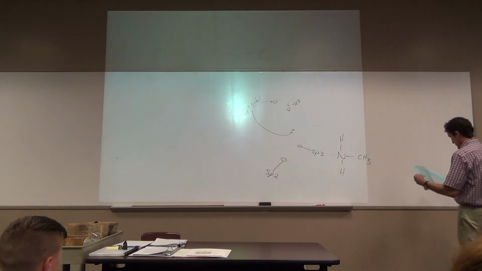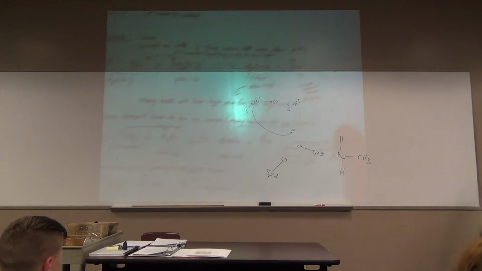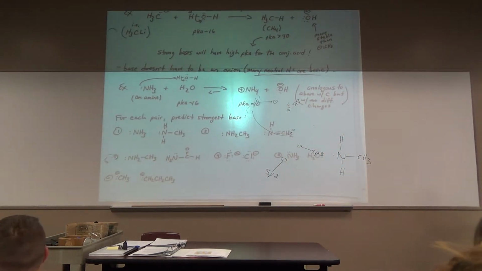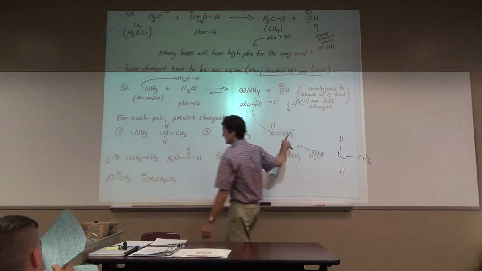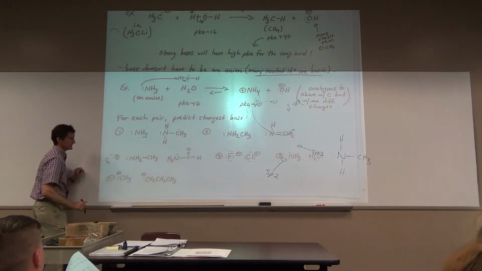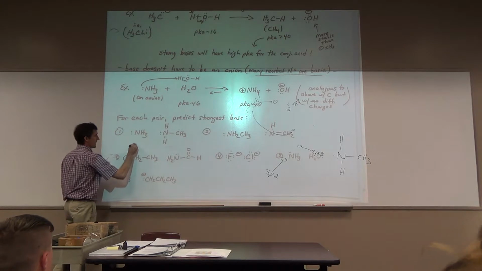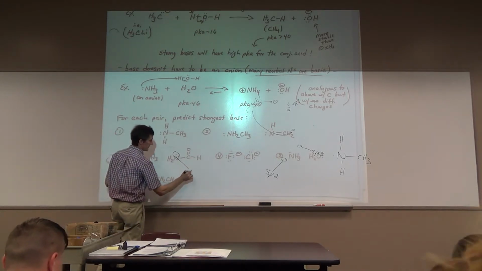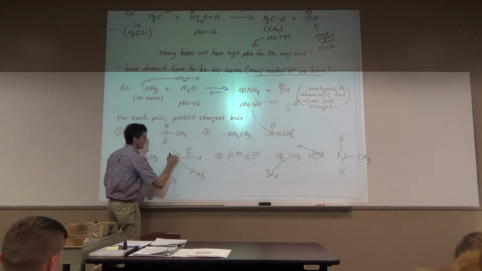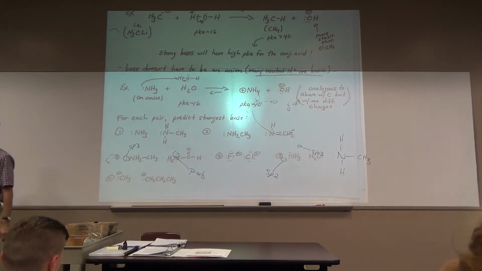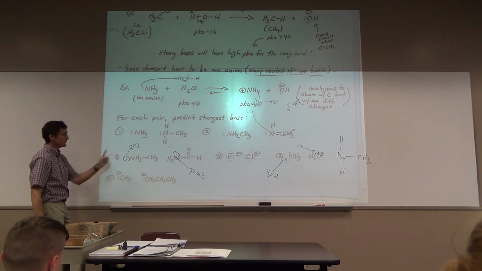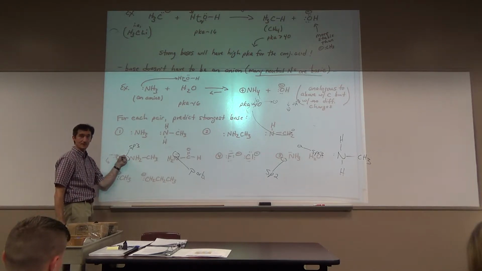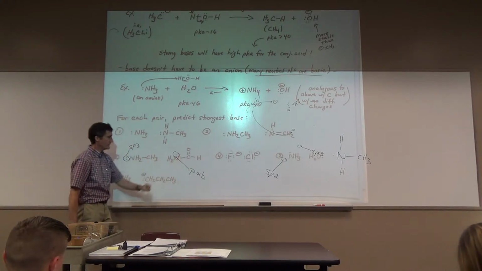Okay, back to stronger. Next one, number 3. Got a whole bunch. We should already be able to answer this because we just told you. Which one's more basic? An sp3 lone pair, and this is a what? P orbital, right? Which one's more basic? sp3 nitrogen. Lone pairs in p orbitals typically not basic.